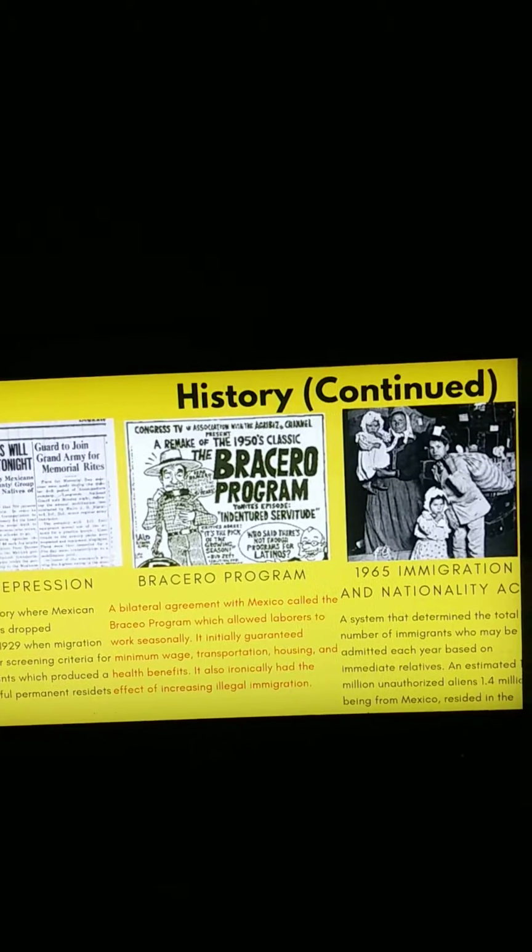It was a bilateral agreement between Mexico and the United States called the Bracero program, which allowed laborers to work seasonally. It initially guaranteed minimum wage, transportation, housing, and health benefits. It also ironically had the effect of increasing illegal immigration.